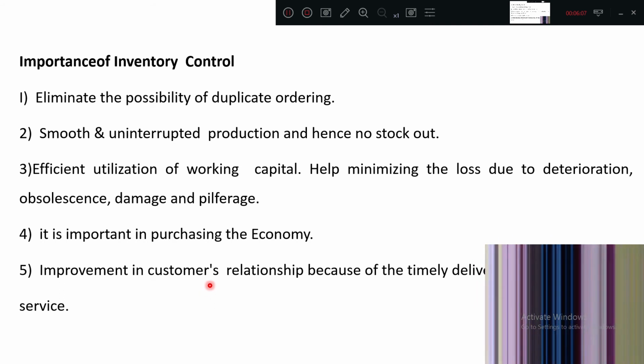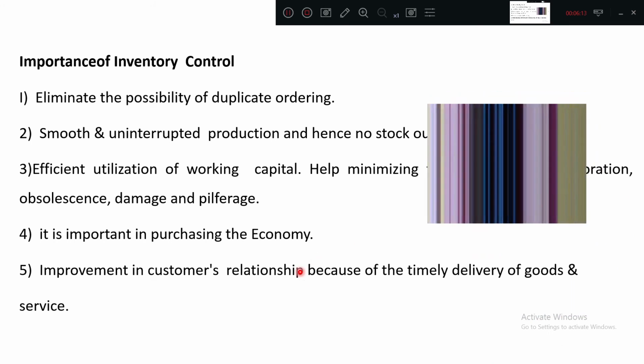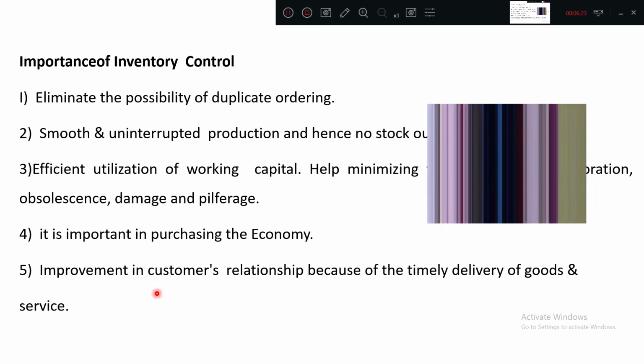Okay, so proper payments, proper debits, credits, everything will make your customer relationship better. Okay, that's the meaning. Because of timely delivery of goods and services. Okay, so you are constructing some building for your client or owner. So due to correct inventory control, the work is continuously running.